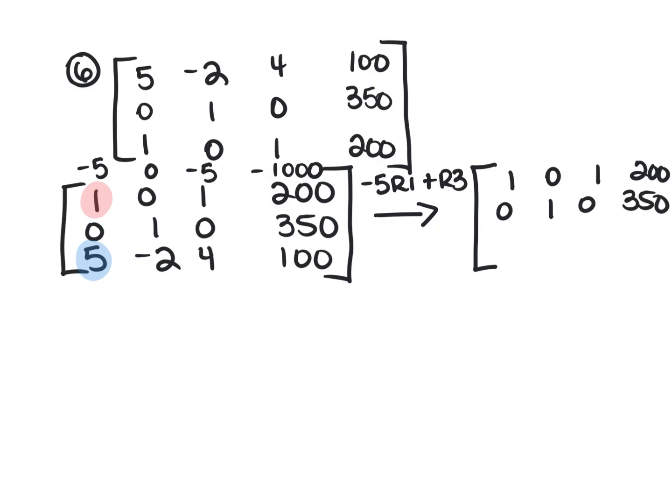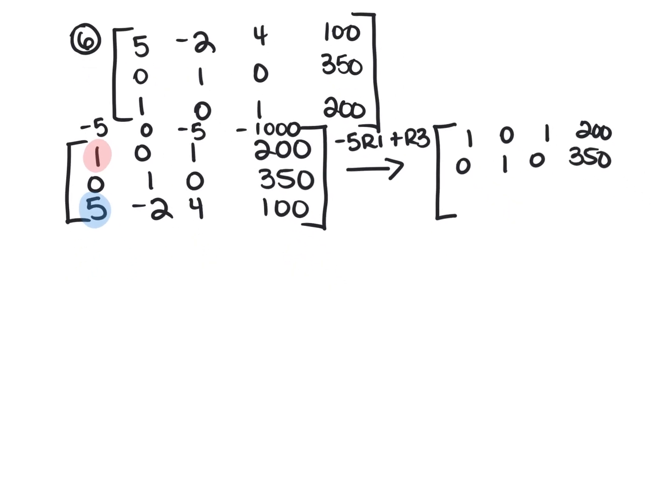So I'm going to write all those down because I don't have to change anything there. So as I look at the third row, I have negative 5 plus 5 gives me a 0. I have 0 plus negative 2 is negative 2. I have negative 5 plus 4 is negative 1. And I have negative 1,000 plus 100 is negative 900. So then I have a 1 in the second column, second row. I have a 0 up above it, so that part's good. So now I'm looking at negative 2. I need to change that into a 0.